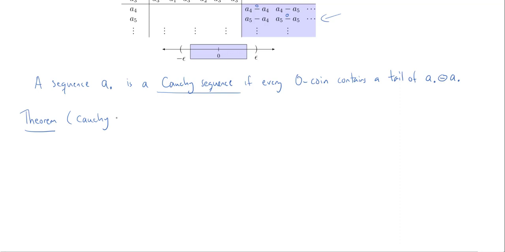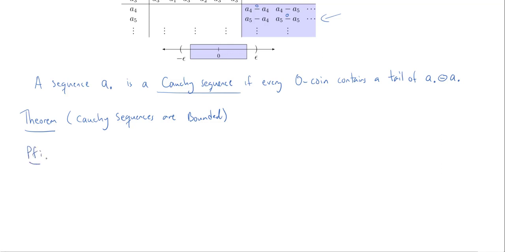So this theorem is that Cauchy sequences are bounded. Okay, and I'm not even going to write down an explicit statement of this theorem because it's right there, right? I would say every Cauchy sequence is bounded. That's the theorem. So let's do a proof.